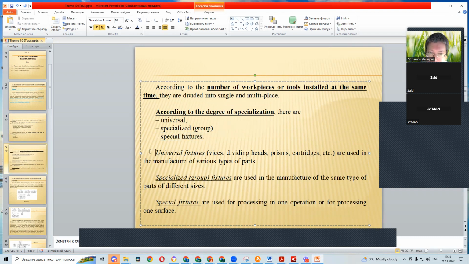Universal fixtures: vices, dividing heads, prisms, chucks, etc., are used in the manufacture of various types of parts. Specialized fixtures are used in the manufacture of the same type of parts of different sizes. And special fixtures. Special fixtures are used for processing in one operation or for processing one surface.